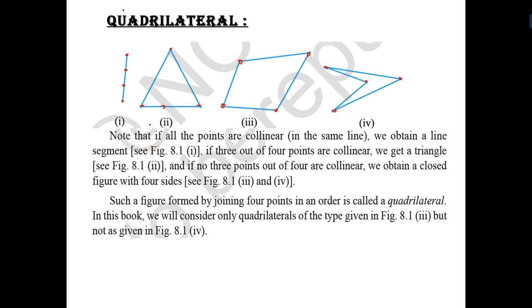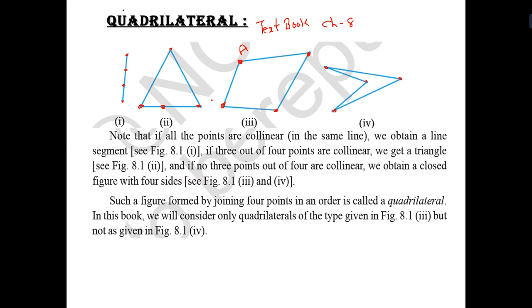Figure 8.1. It is purely text based, in the first page of chapter 8 in your textbook. If 3 out of 4 points are collinear, as you will see in the second figure, we get a triangle. And if no 3 of the 4 points are collinear, only 2, we obtain a closed figure with 4 sides.